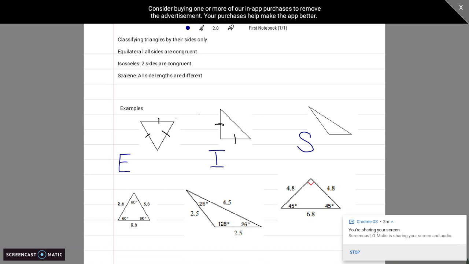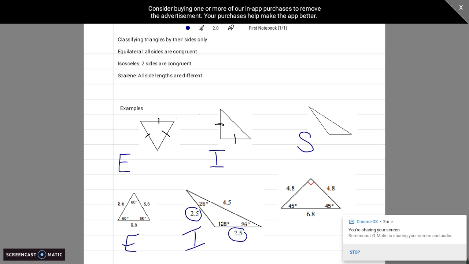Let's look at the 3 below where we have a little more information. If I'm looking at the bottom left triangle, I see side lengths of 8.6, 8.6, and 8.6. That means all 3 sides are the same, so this will be an equilateral triangle. Let's look at the middle one. I have 2.5, 4.5, and 2.5 again. Here I have 2 sides that match, but the third one does not, so this is going to be an isosceles triangle as well.